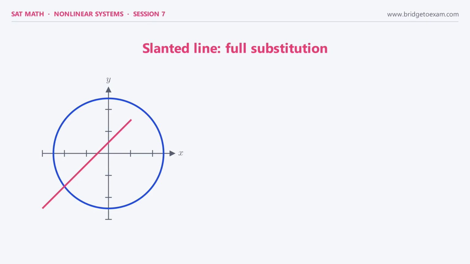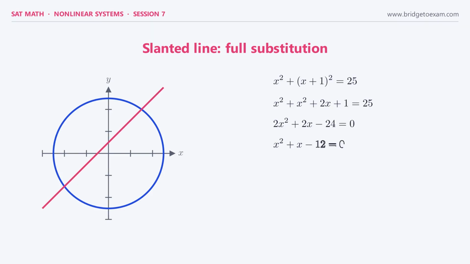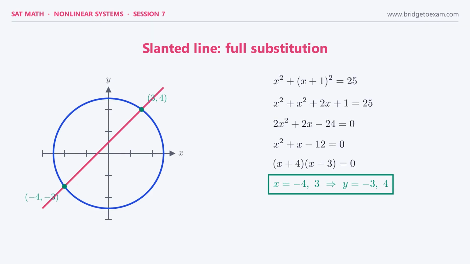Now, a slanted line, where we need real substitution. The circle is x squared plus y squared equals 25, and the line is y equals x plus 1. Substitute the whole expression, in parentheses, x squared plus x plus 1 squared equals 25. Expand that square. X plus 1 squared is x squared plus 2x plus 1. So we have x squared plus x squared plus 2x plus 1 equals 25. Combine. 2x squared plus 2x minus 24 equals 0. Every term is even, so divide by 2. X squared plus x minus 12 equals 0.